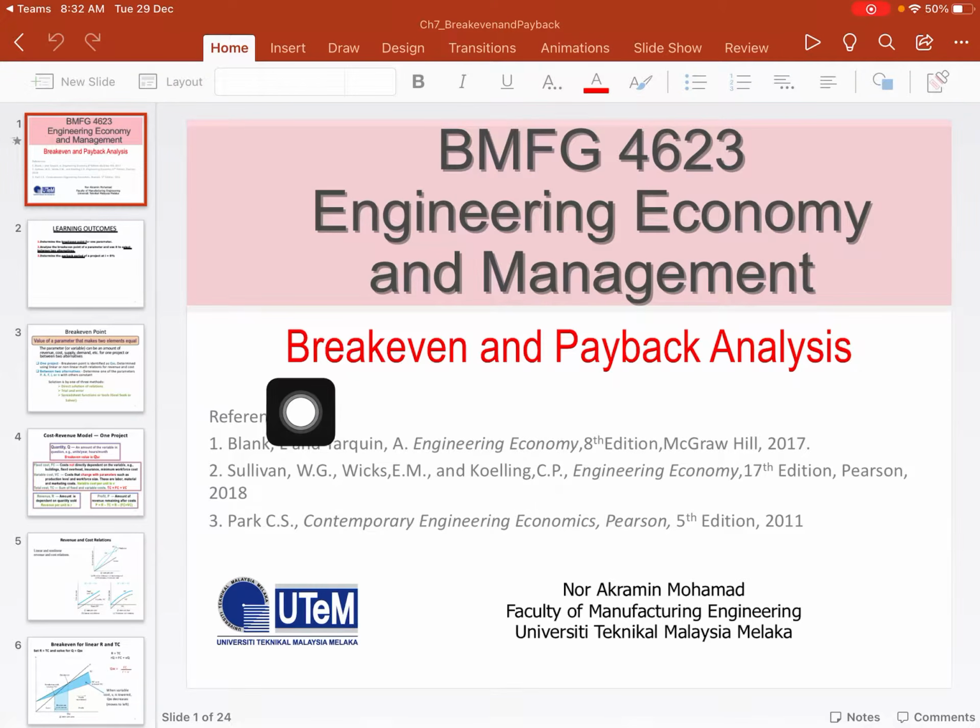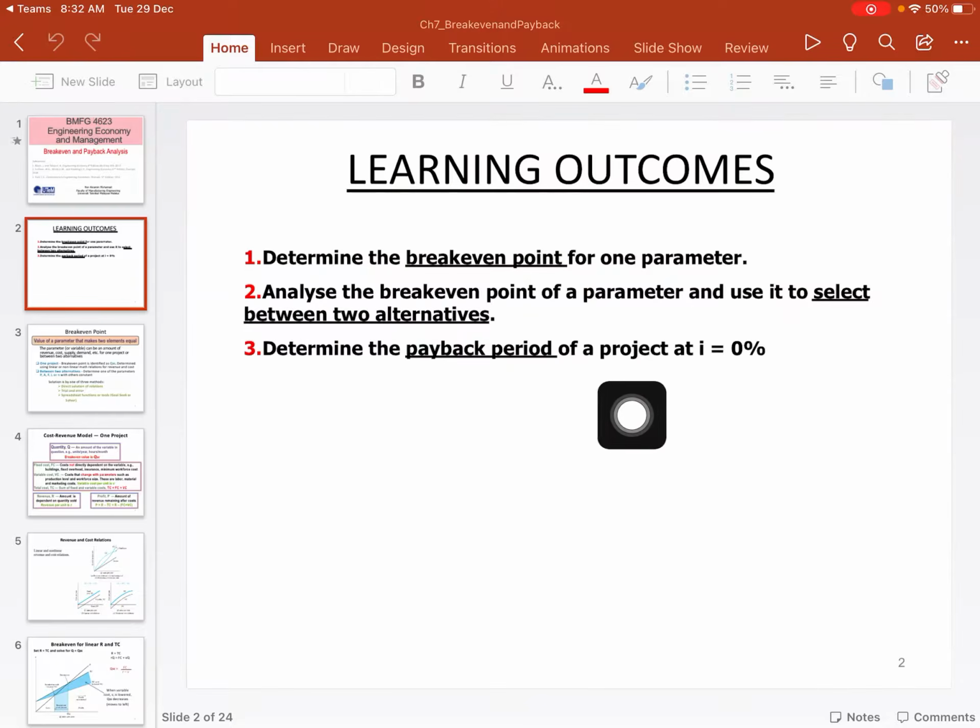Today, I would like to talk about break-even and payback analysis. The learning outcome for this will be, first of all, to determine the break-even point for one parameter. Secondly, to analyze the break-even point of a parameter and use it to select between two alternatives and determine the payback period of a project at R equals to 0%.